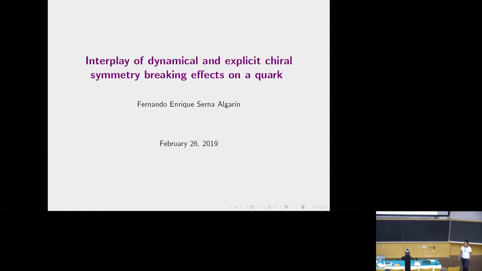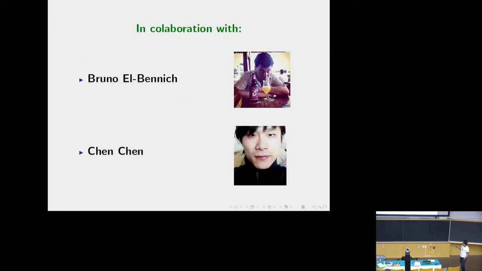Good afternoon, everybody. My name is Fernando Serna, and now I'm going to talk about interplay of dynamical and explicit chiral symmetry breaking effects on a quark. But before starting, I would like to thank the organizer for giving me the opportunity to participate in this very nice workshop. This work is in collaboration with Professor Bruno Elbenich and Chen Chen.